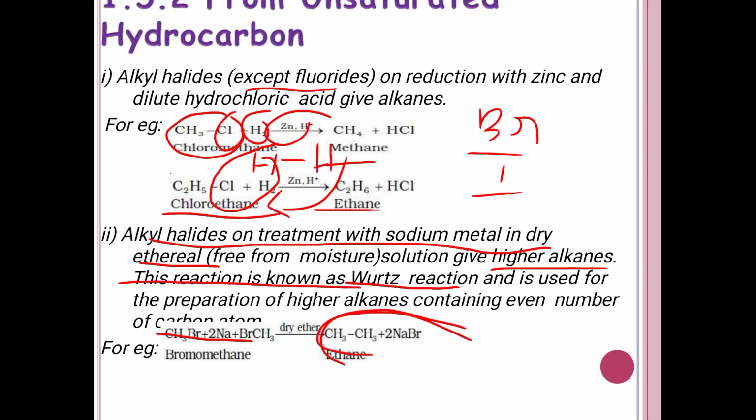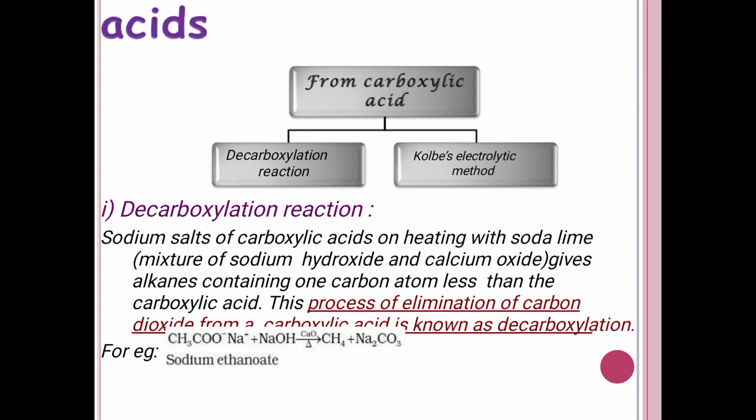Here the reagent contains only one carbon, but the alkane we get has 2 carbons. So from the reagent carrying 1 carbon to the product carrying 2 carbons. So it is the method to prepare higher alkanes.